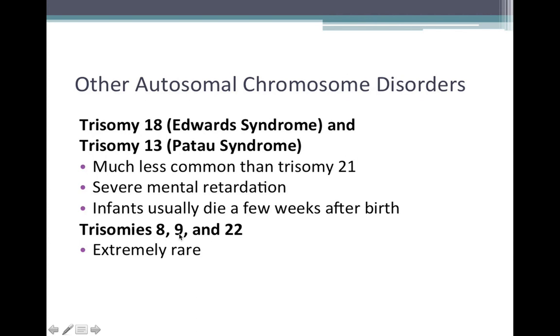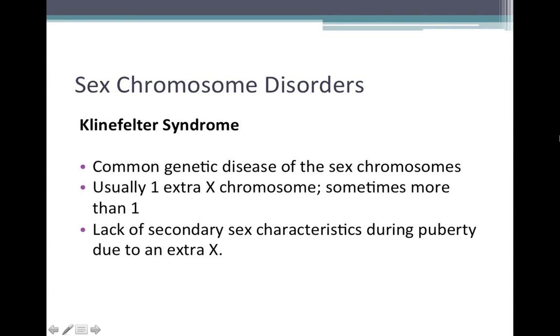Now, trisomies 8, 9, and 22 are also extremely rare because if these do occur, usually the fetus is aborted before birth because, again, the genetic defects are not survivable.